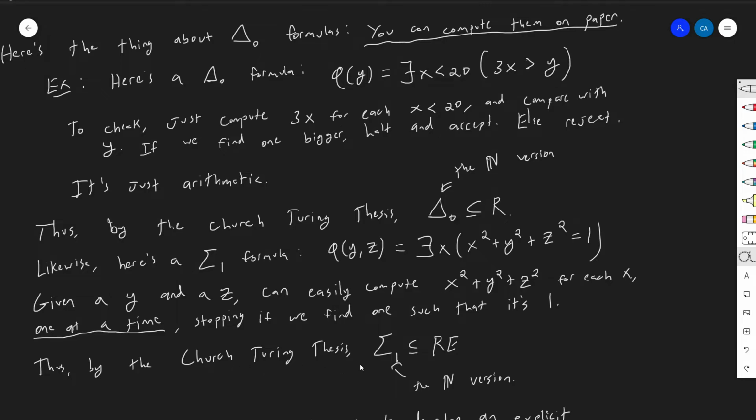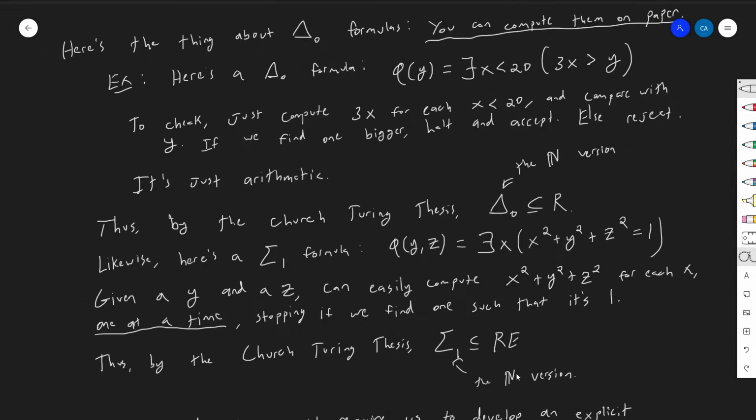And so by the Church-Turing thesis, we can immediately say that sigma 1, this class of definable sets, is a subset of the computably enumerable problems. Right? I'm assuming this is a little mystifying to people. We've been kind of juggling so many different versions of the same object that it's probably getting a little weird. So let me just make sure that it's very clear what I actually mean by this.